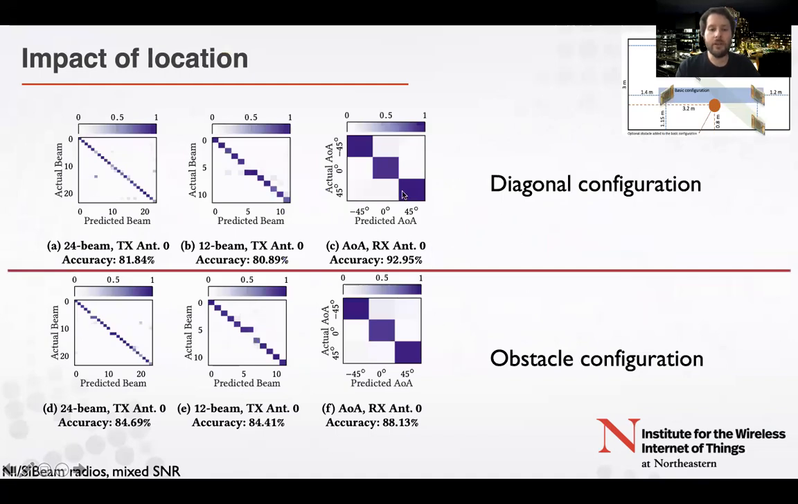We evaluated different spatial locations, as you can see here on the top left and top right of the slides, and the results are similar and consistent, showing that DeepBeam can learn and adapt also when deployed in different configurations. So not only with a different spatial configuration, but also with an obstacle in between the transmitter and the receiver.